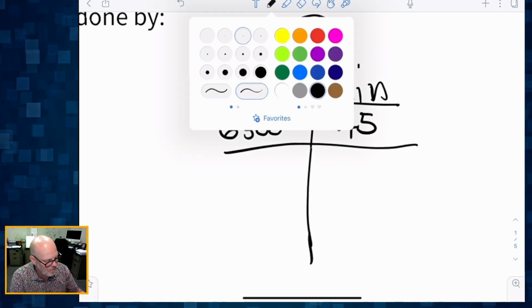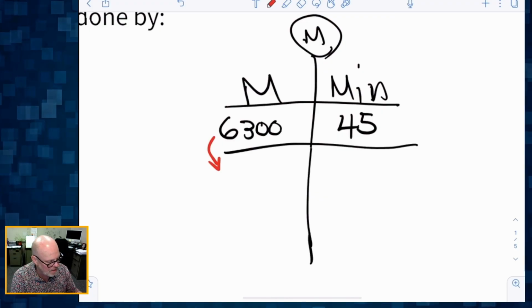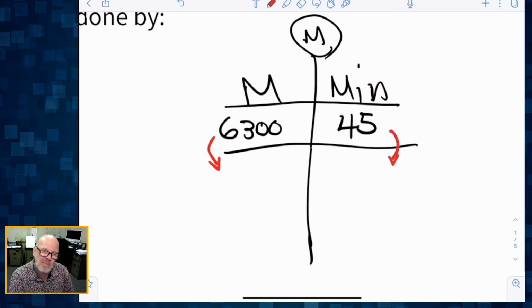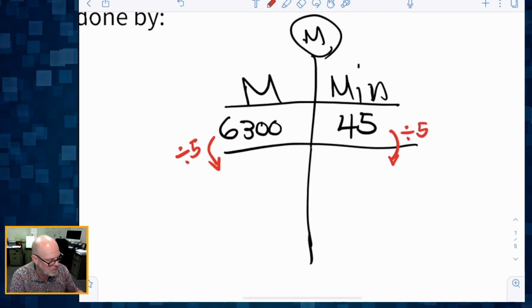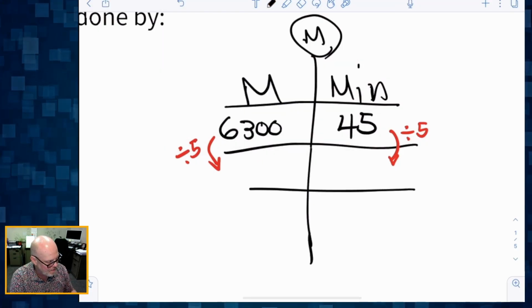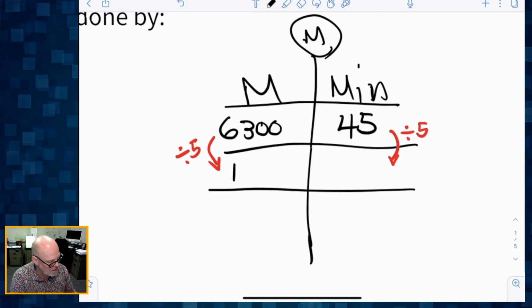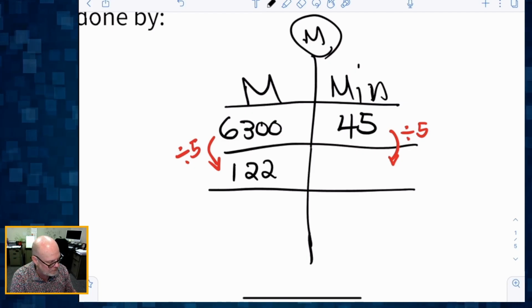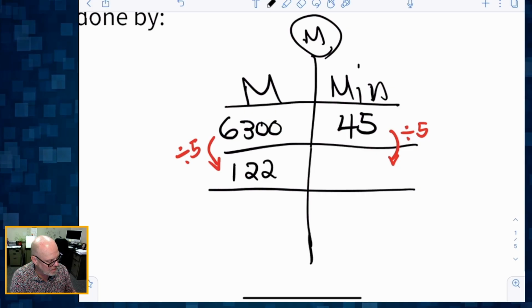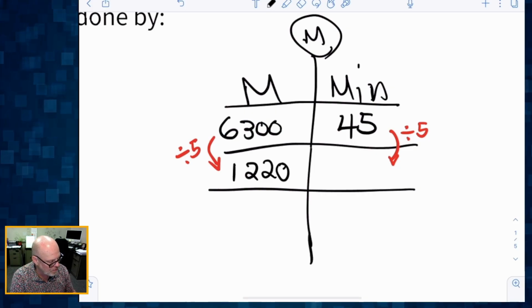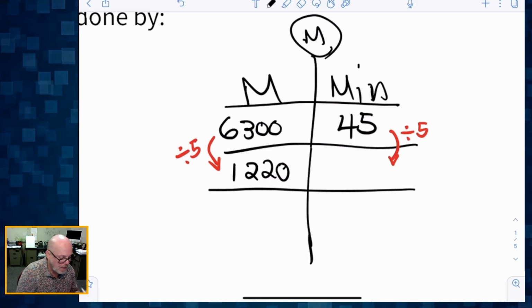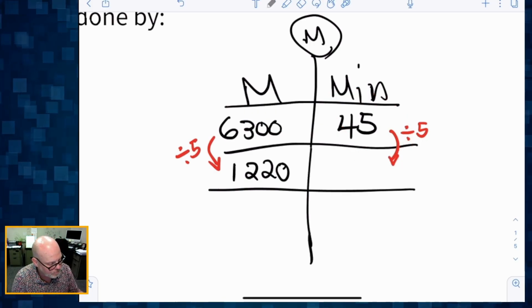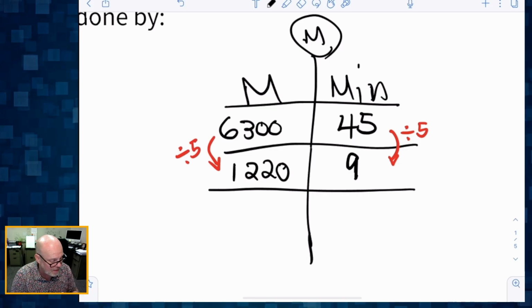Well, we can't scale down by 10 easily because they don't both end in 0. But another number that's going to be useful is 5, dividing by 5. Scaling both by 5 gives me 1, 2, 2, 0. There we go. And then over here, 45 divided by 5, that's a quickie, that's 9.